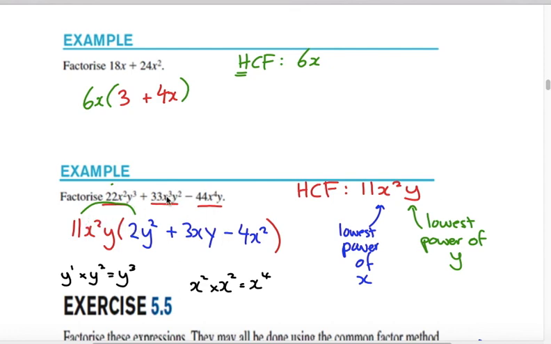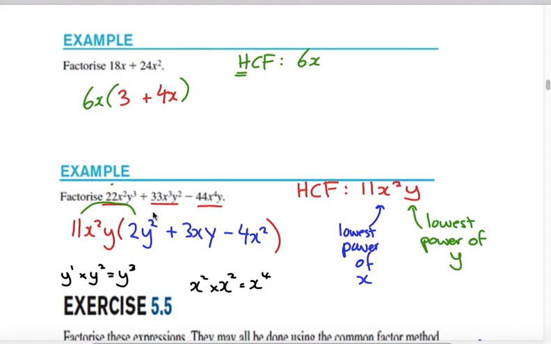11 times what makes 33x cubed y squared? So 11 times 3 has to happen. We need an x cubed, so we need to times by an x, and we need a y squared, so we need to times y by y in order to generate that. To make minus 44x^4 y here, we need to multiply by negative 4, and x squared needs to become x^4, so we need to multiply by another x squared, and y is already just y, so we've got that covered already.